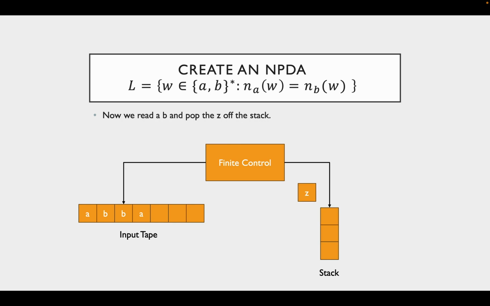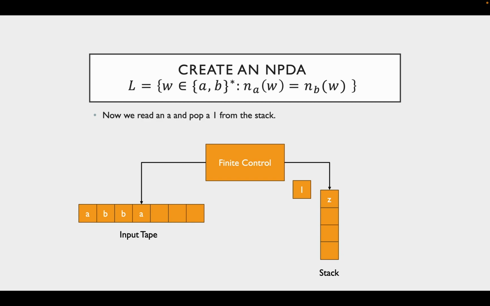Now we read a B and pop the Z off the stack. Remember, we're counting B's with 1. Since we didn't pop a 0 off, we have to push a B counter, that is a 1, so we can make sure that when we read another A, then we can accept. So we push 1Z onto the stack.